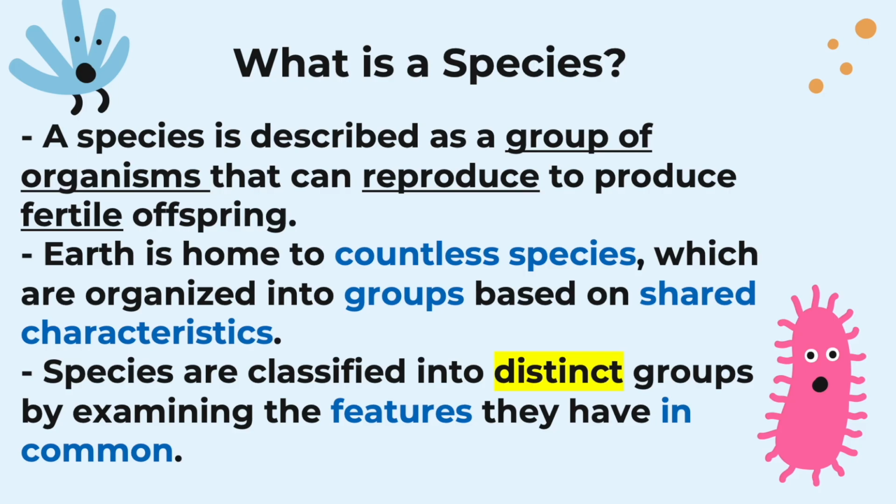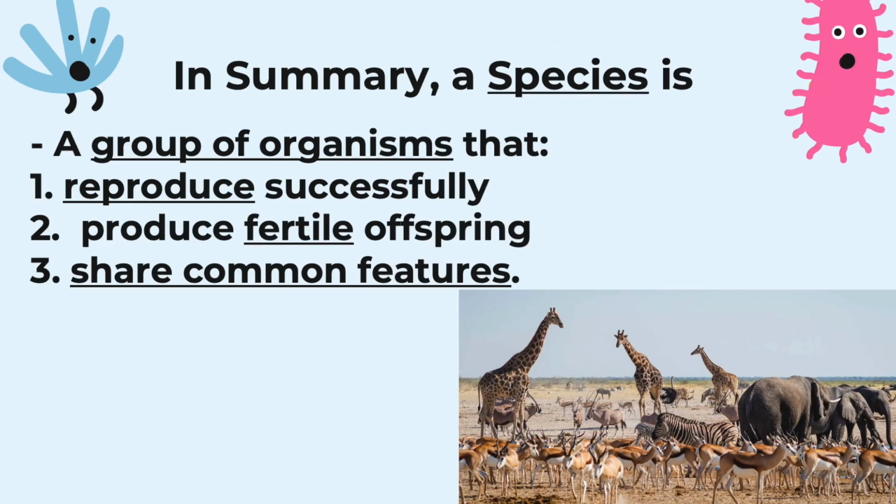So what's a species? A species is a group of organisms that can reproduce and produce fertile offspring. That means their babies can also grow up and have babies of their own. There's a great variety of species on planet Earth, which is classified into distinct groups by examining the features they have in common. So in summary, when we talk about a species, we mean a group of organisms that can have babies together, and those babies can grow up and have babies too. Plus, they tend to look or function in similar ways.